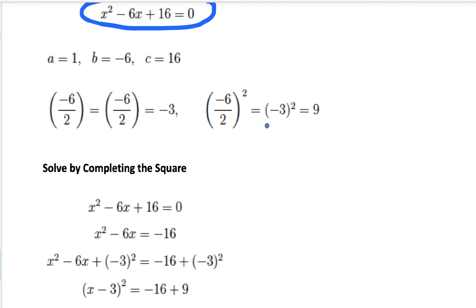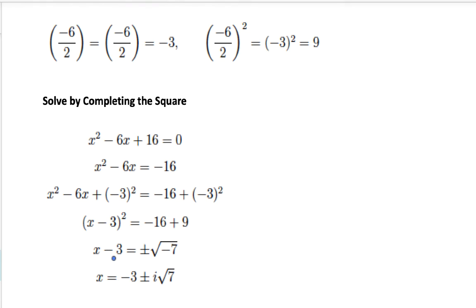Then we add the square of b over 2, which is -3 the square, which is 9, on both sides of the equation. We get x squared minus 6x plus -3 the whole square, which equals -16 plus -3 the whole square. Then you do simple algebra. Remember, the left-hand side is a complete square, which is x minus 3 the whole square equals -16 plus 9. And we get, for values for x, x minus 3 equals plus minus square root of -7.